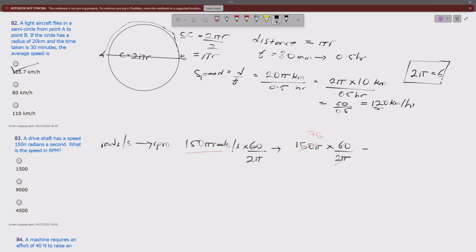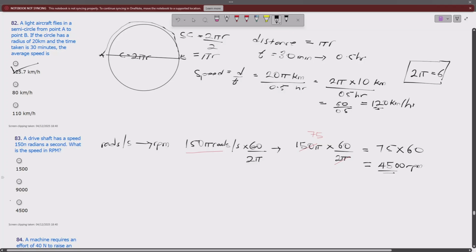So you're going to get 75 times 60, which will give you 4,500 RPM. That is it.